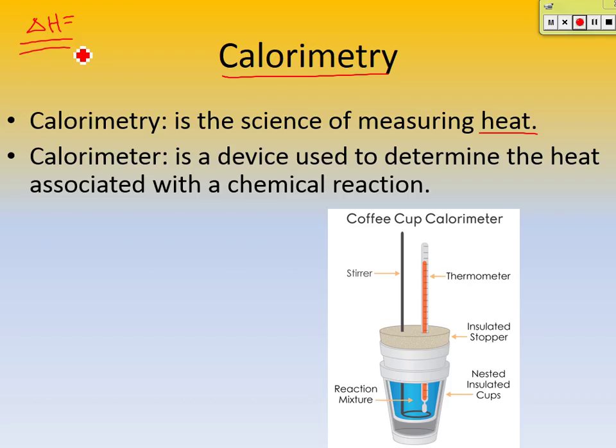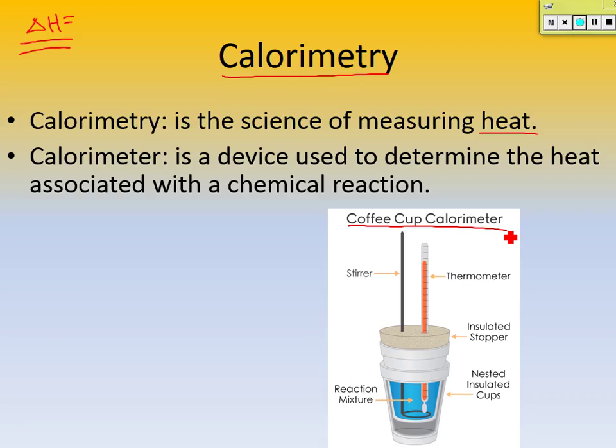All right, a calorimeter. A calorimeter is a device used to determine the heat associated with chemical reactions. Do you have to write that in your notes? Yes. Okay. So a calorimeter is a device used to determine the heat associated with a chemical reaction. We're going to do a lab next time, and you're going to use a calorimeter. What we use are very simple calorimeters. They're called coffee cup calorimeters.